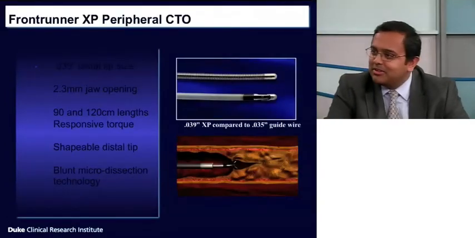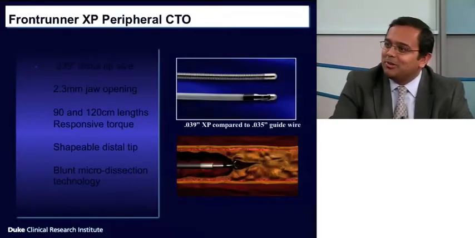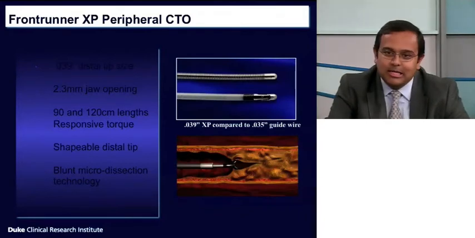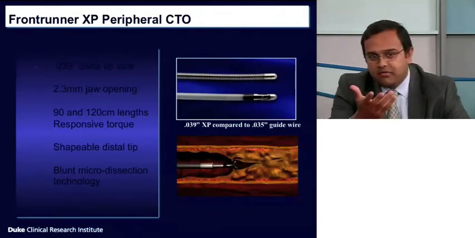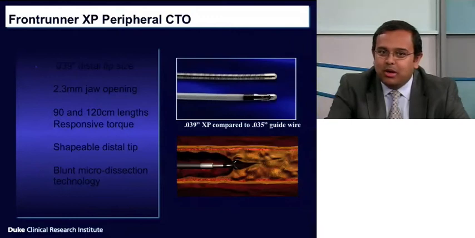Well, these are some of the newer devices that are helping us get across these long total SFAs or behind the knee popliteal occlusions. The first is a catheter you probably know has been around for a while called the Front Runner. It's a peripheral chronic total occlusion catheter. The picture on the screen shows you how it looks compared to an 035 guide wire. It's a lot like a Pac-Man device.